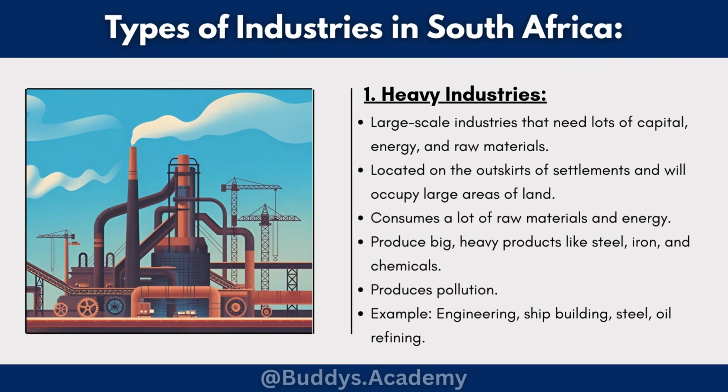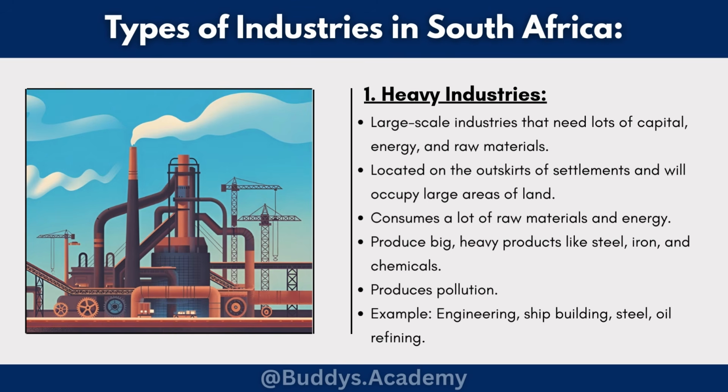So now let's take a quick look at the different types of industries, right? So basically an industry is going to be any factory or a business where your raw materials are going to be turned into products that people can use. So there's going to be 7 different types of industries in South Africa. The first is going to be your heavy industries.